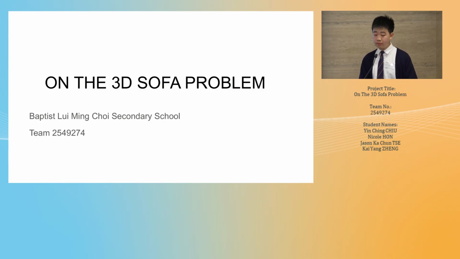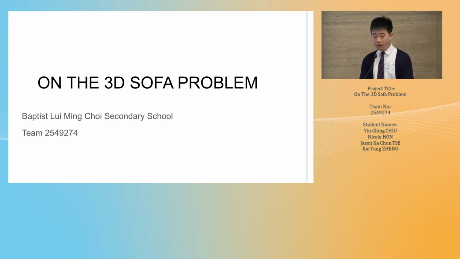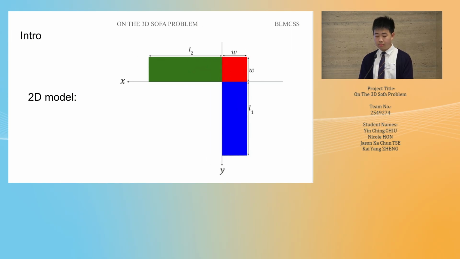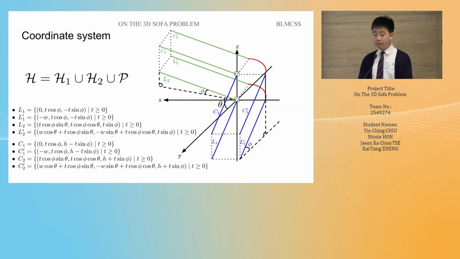Today we are presenting on the 3D solver problem, which originated from the 2D moving solver problem. The 2D moving solver problem aims to find the largest area of the shape that can pass through the L-shaped corridor. Our project aims to extend the 2D problem to 3D and involve more practical applications. We want to find the largest volume of the prism that can pass through the staircase.